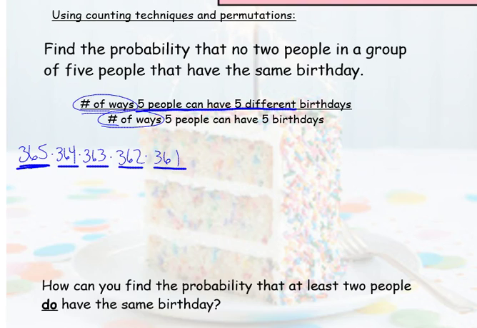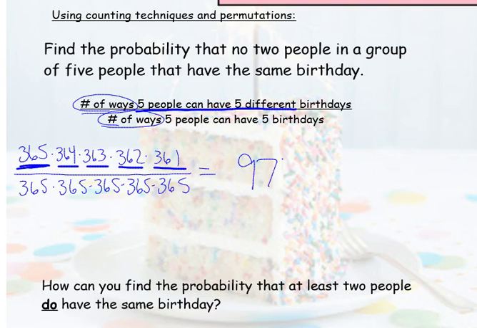Now we need the number of ways 5 people can have 5 birthdays. Well, there are 365 days to choose from for each person. So there's 365 times 365, 365, 365. There should be 5 of those. Because anybody can have any one of those birthdays. If you multiply the numerator and denominator and divide, you get about 97%.